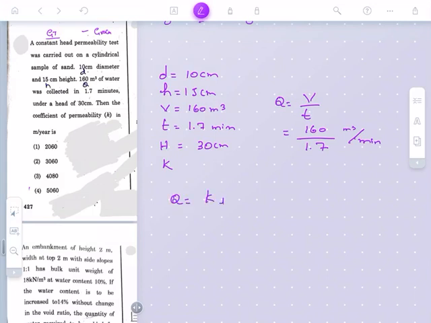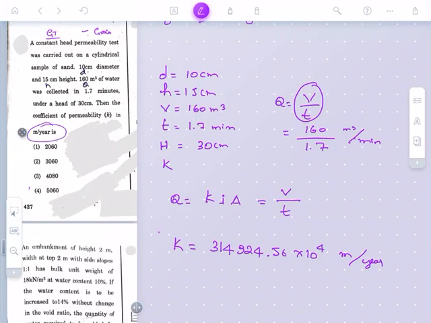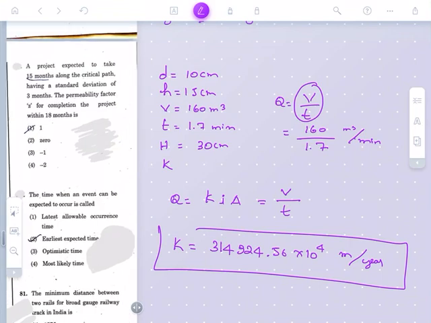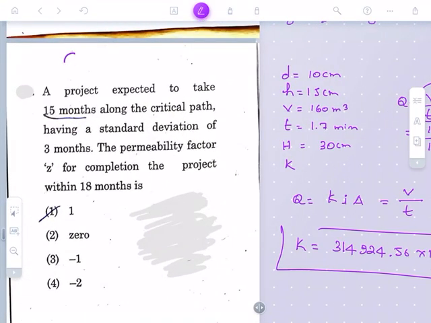Now I'll directly put the formula where Q is equal to KIA, which will also be equal to V by T. By making use of this equation, you can find the value of K, where all the values have already been given. After substituting, you are going to get 314,924.56 into 10 power 4 meter per year, because in the question they have asked for meter per year. So of course these 4 are wrong answers. Be happy, you are still getting a grace answer for this question. Fine, let me move on to the next question.